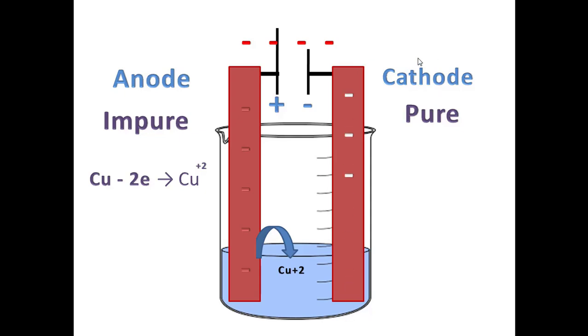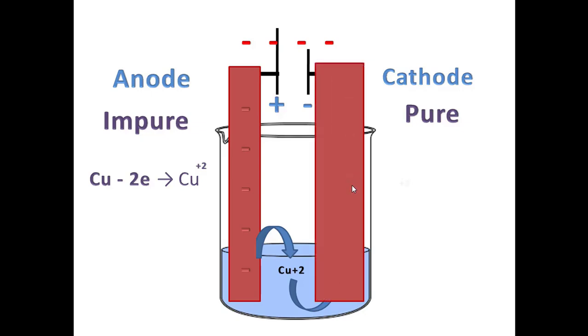Alright, and here we have the cathode, which is negatively charged. As a result of the negatively charged cathode, copper ions will be attracted to the cathode. Alright, copper ions attracted to the cathode gain electrons, so the reduction process takes place, as we see here. So copper ions gain 2 electrons and become copper atoms.